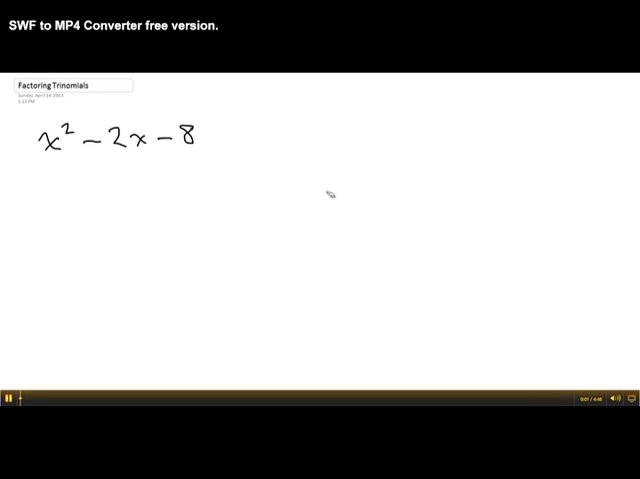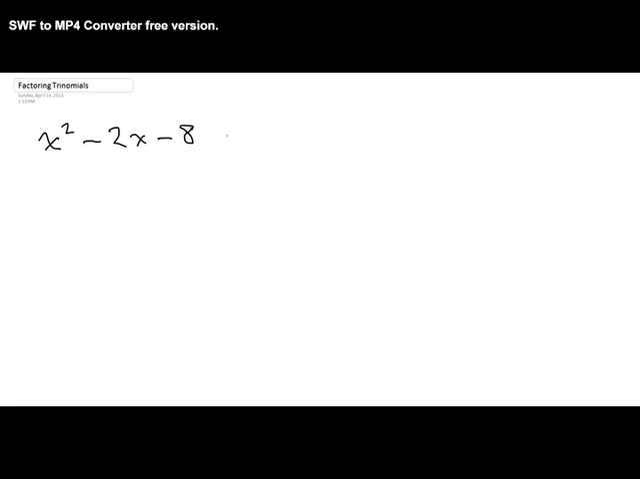Hi students, and we're going to take a look at factoring trinomials. Now, when we're factoring trinomials, you'll notice that there's no common factor to pull out of these individual terms. Instead, we're going to factor this into one binomial times another binomial. To give ourselves a hand, let's take a look at some of the patterns we've seen before.